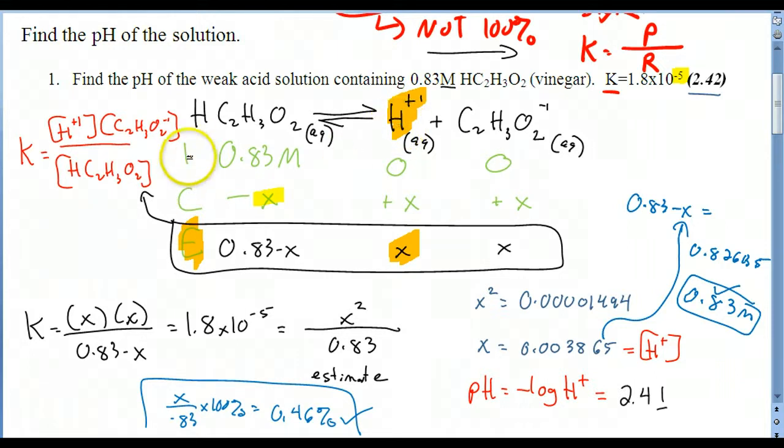For weak acids, you have to go through the ICE chart, come up with your K equals products over reactants expression, solve for X, and realize that X equals the H plus concentration. Take the negative log of that, and you get your answer.